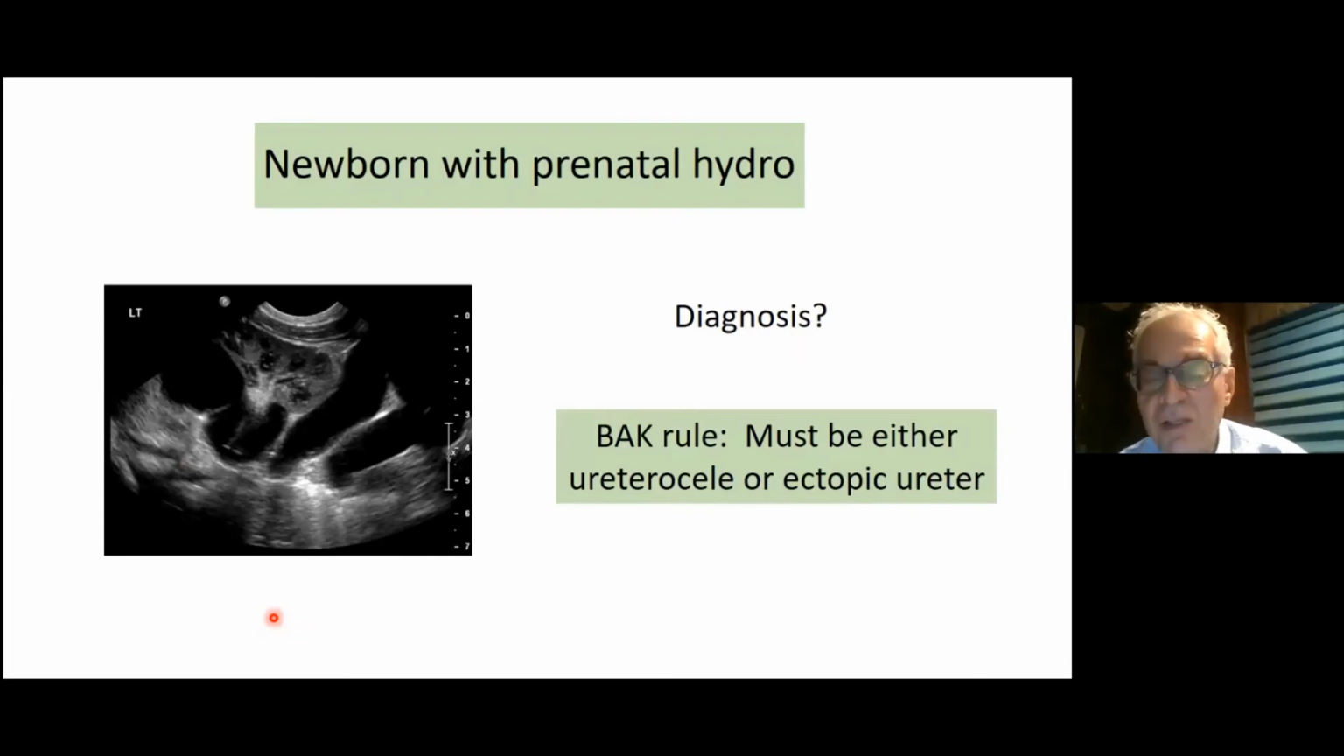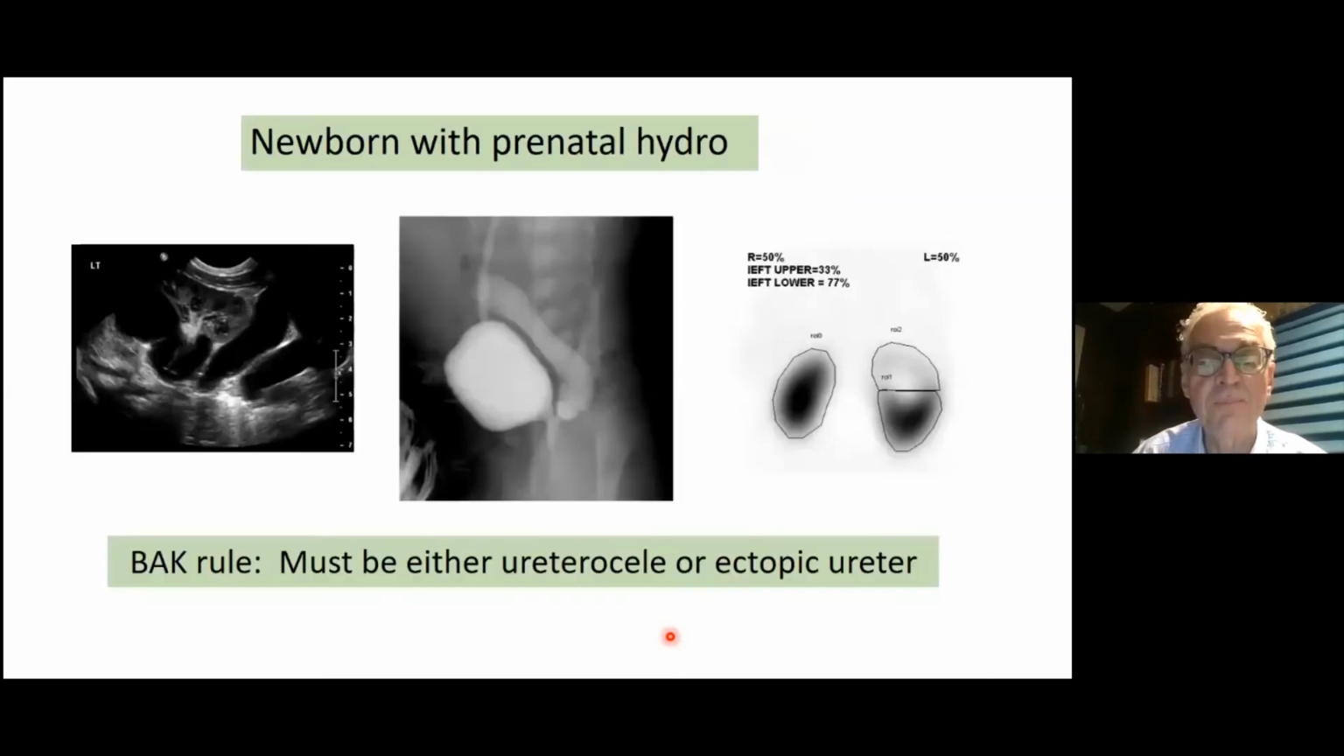There are only two possibilities when you see this picture. So you see a normal lower pole, excellent corticomedullary differentiation here, normal pyramids, and then you see this marked upper pole with a huge dilated ureter. Only two possibilities it can ever be, ureterocele or ectopic ureter. Those are the only two things, which makes it really simple.